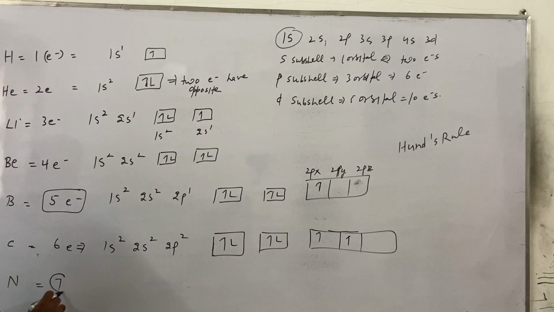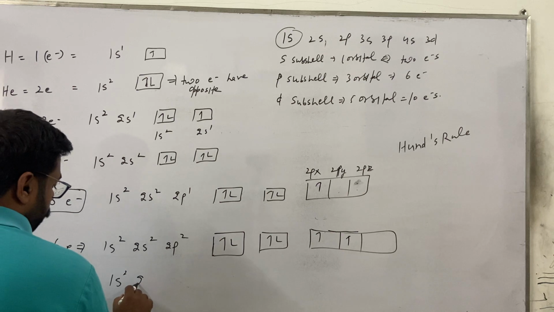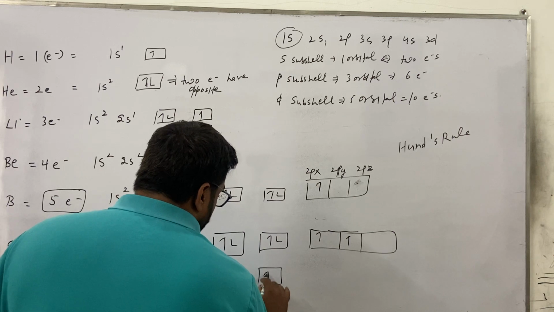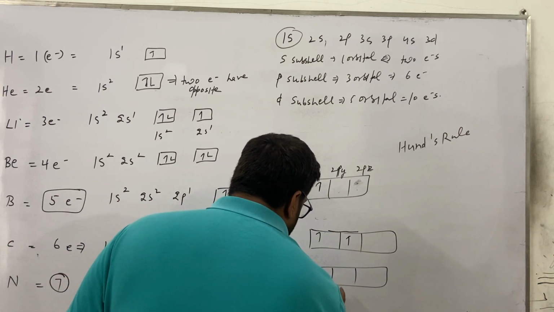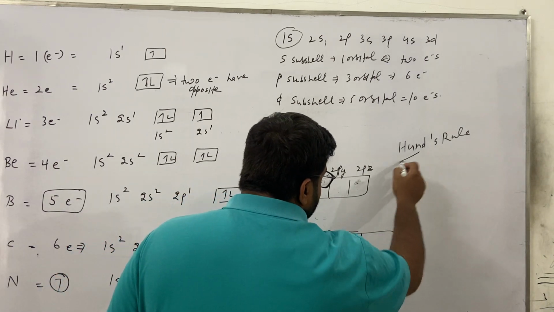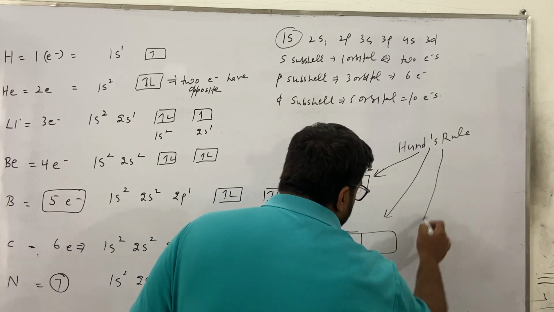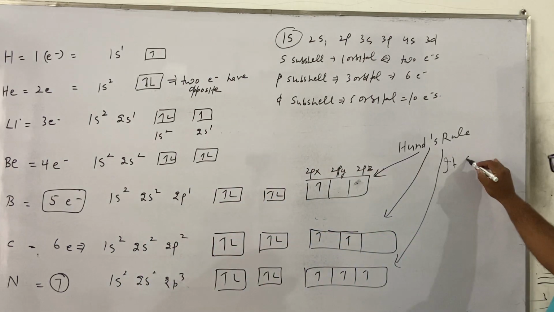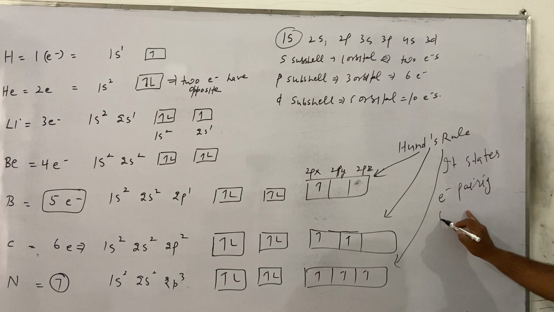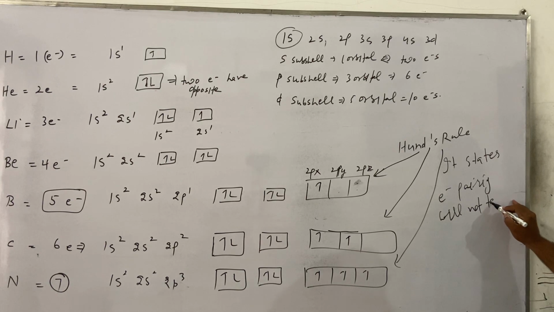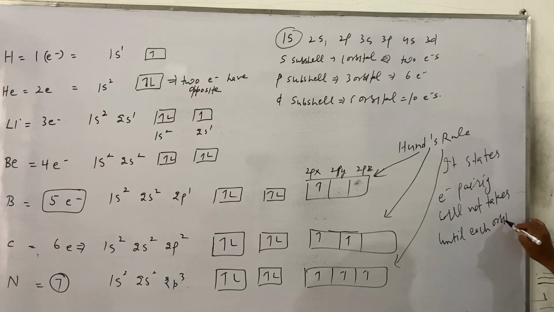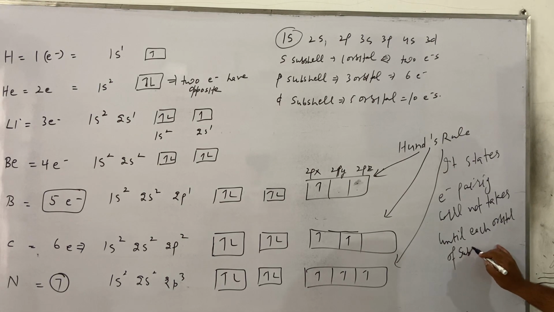Now if we talk about nitrogen, 1s2, 2s2, 2p3. So we can write it as 1s2, 2s2, 2p3. We cannot write 2p2, just as I said earlier. This is explained by Hund's rule. What does it state? It states that electron pairing will not take place until each orbital of the subshell is completely filled.